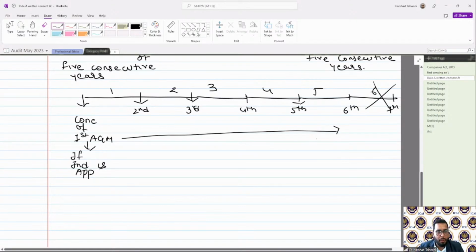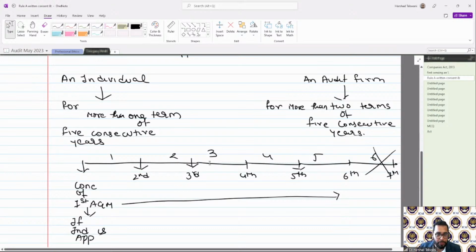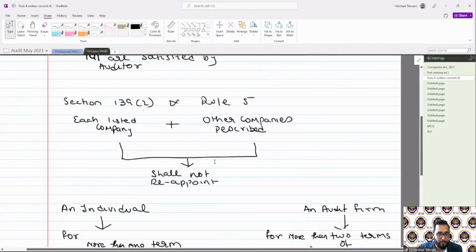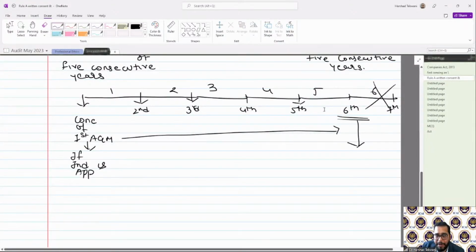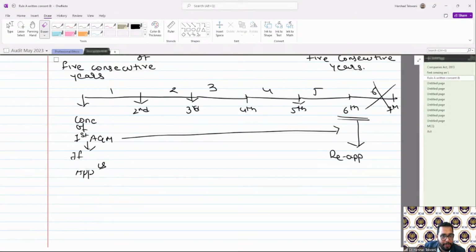Now, in case of an audit firm, the wording says for more than 2 terms of 5 consecutive years. So first of all, you can appoint till 5 consecutive years in the first term. Now at the 6th AGM, that person is required to be reappointed in case of an audit firm. Let's say, for example, this is an audit firm, not an individual, but a firm.